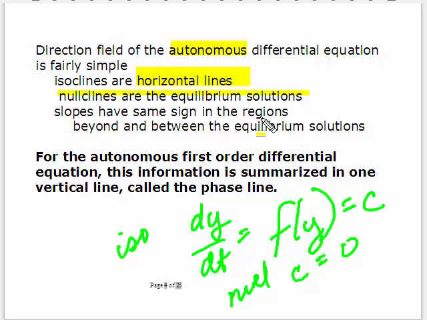But for the autonomous equations, there is no time dependence, so why write out that whole yt plane? All that information can be summarized in one vertical line, and that vertical line is called the phase line. So again, this applies only to the autonomous differential equations. And it's called a phase line because it is a first order equation. In the next chapter, we're going to have phase planes because these are second order equations that we're going to be studying in chapter 2. But here's chapter 1, first order equations, phase line.